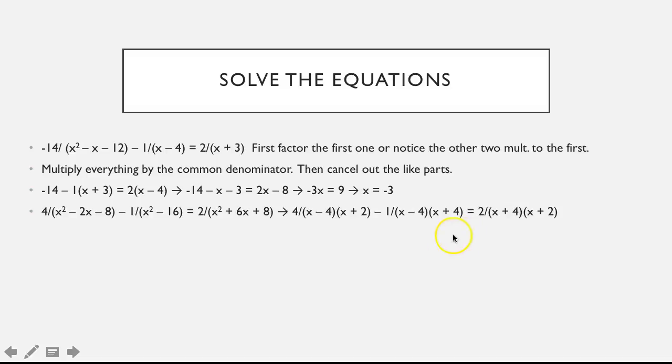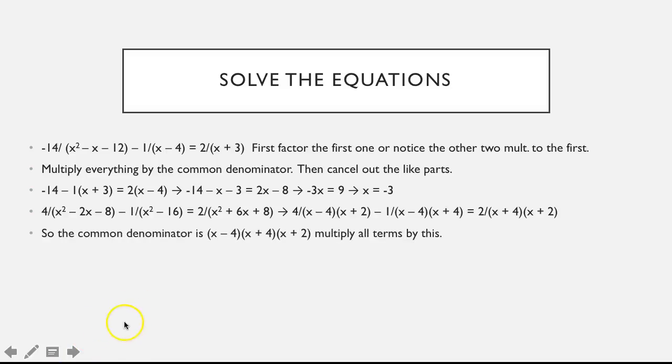Remember, your common denominator is just all the different ones. So you want to use x minus 4 once, x plus 2 once, and x plus 4 once. Then you're going to want to multiply everything by that. So your common denominator is x minus 4 times x plus 4 times x plus 2.